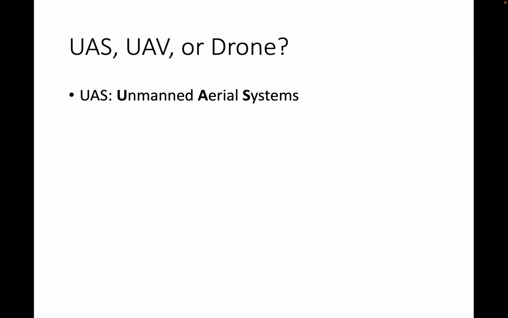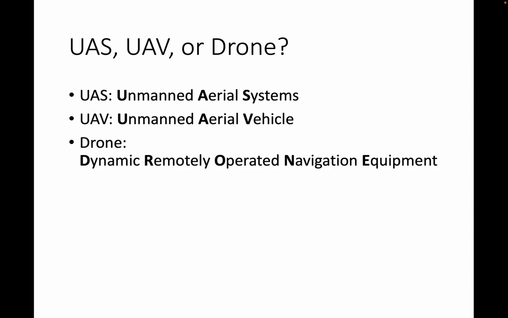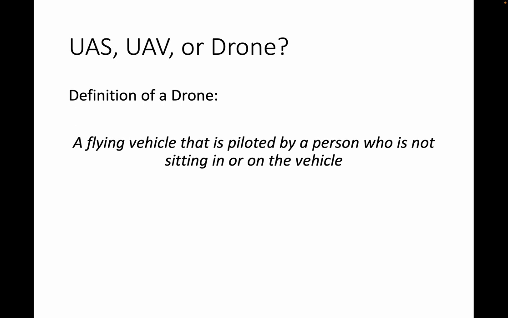In this class we're going to talk about UAS, which are unmanned aerial systems. We're also going to talk about UAVs, which are unmanned aerial vehicles, and of course everybody knows what a drone is, I suppose, although I do have an acronym for you here as well. So a UAS might be composed of a UAV or a drone, in addition to other components in that system. Everything together, such as the controller and the operator, might all be called an unmanned aerial system. A drone by itself, an official definition, is a flying vehicle that is piloted by a person who is not sitting in or on the vehicle.